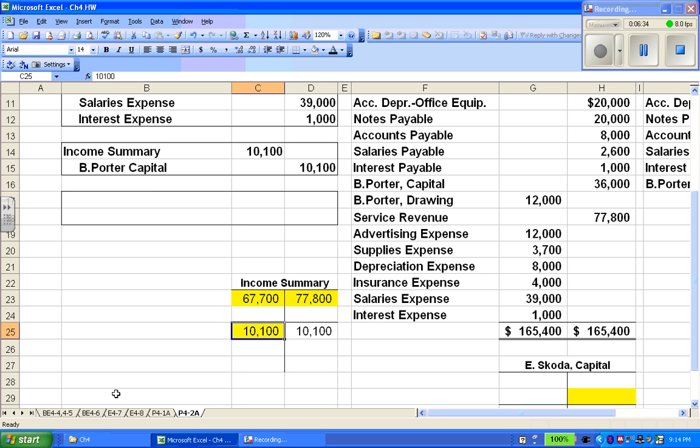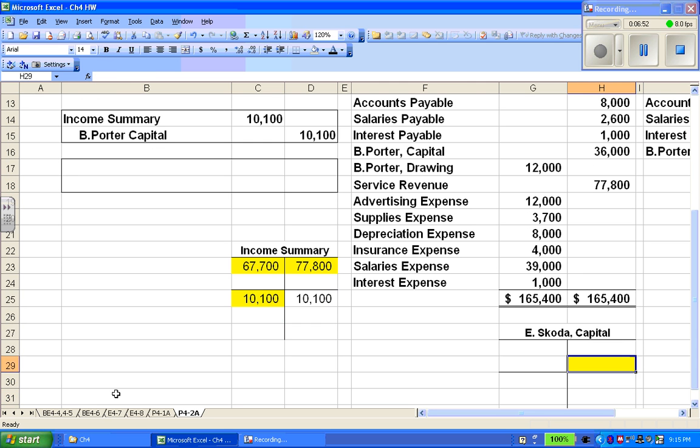All right, so I posted the income summary there, and now what I want to do is post this 10,100 to the capital account. First of all, I want to get this balance off of the adjusted trial balance for my capital account. So I'm going to come down here. I have another T account. Here's my capital account, and I'll do the 36,000. Right, and then I'll post that entry, which was the 10,100.